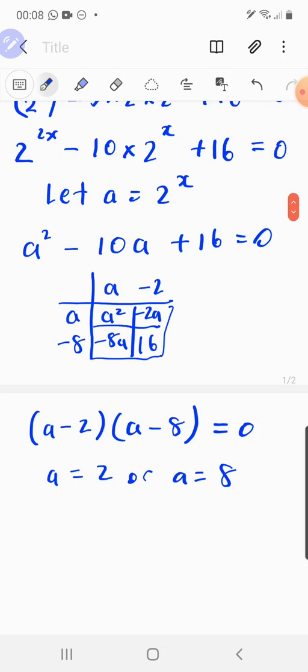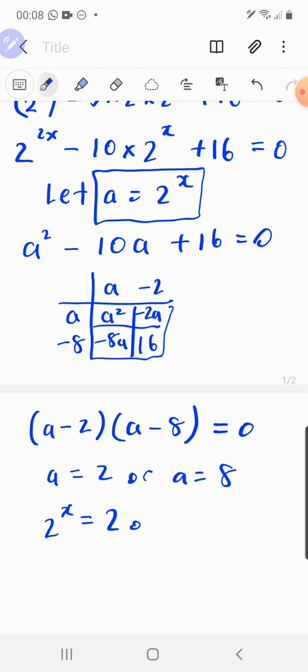So we need to substitute this value of a back into the equations. So 2 to the power of x equals 2, or 2 to the power of x equals 8. And therefore, x equals 1, or x equals 3. And this will be the solution to this exponential quadratic equation. That's all for now.